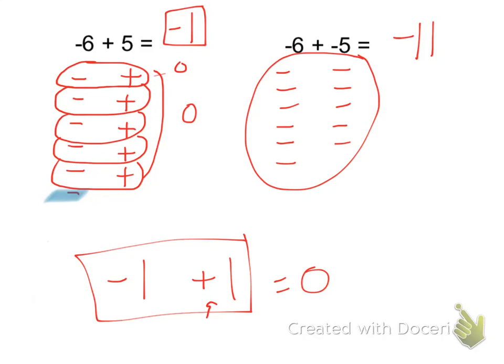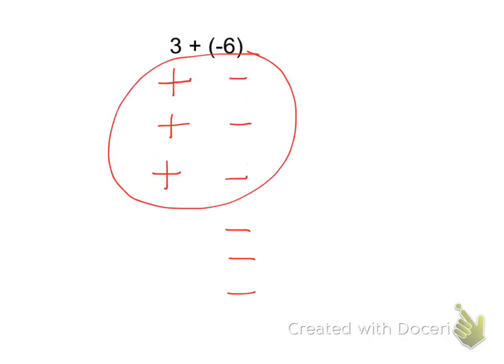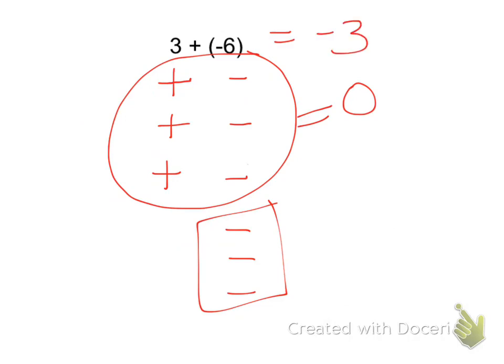I know sometimes your teacher may have used chips, like yellow chips and red chips, to show the positives and the negatives. This one is the same thing. If I have 3 positives and 6 negatives, 1, 2, 3, 4, 5, 6, I have a total of 3 0 pairs. So that all equals 0, and I am left with 3 negatives. So my answer is a -3.